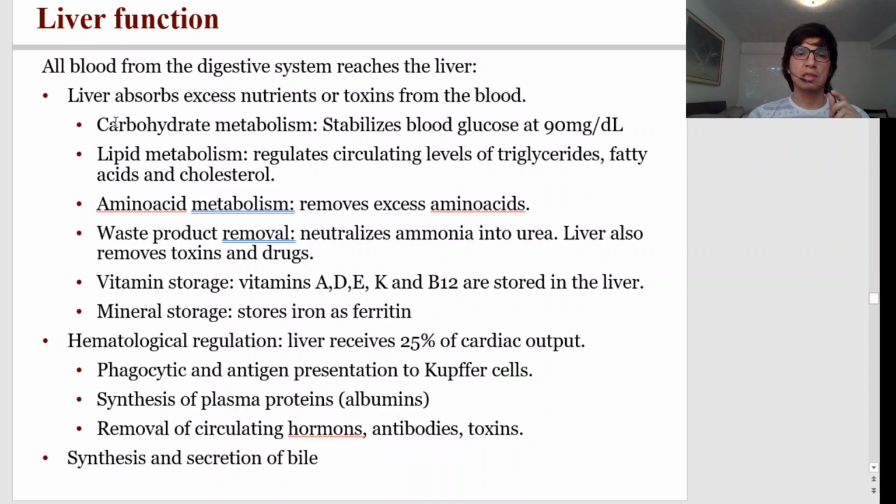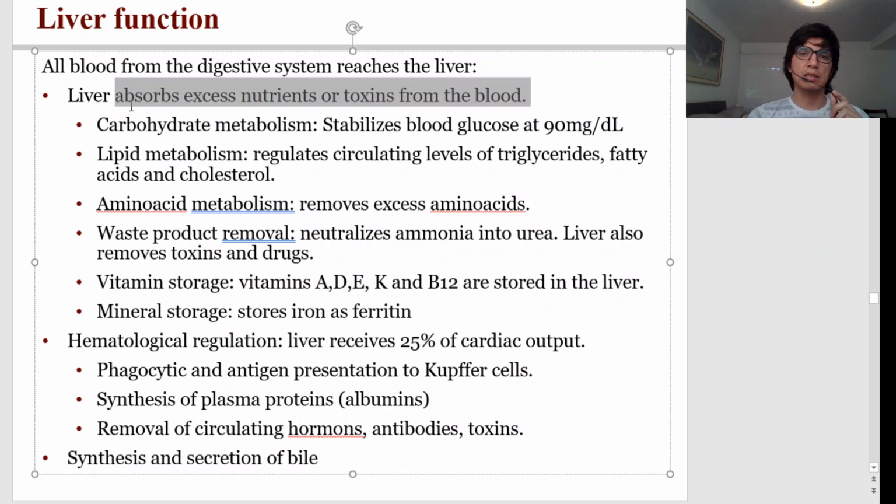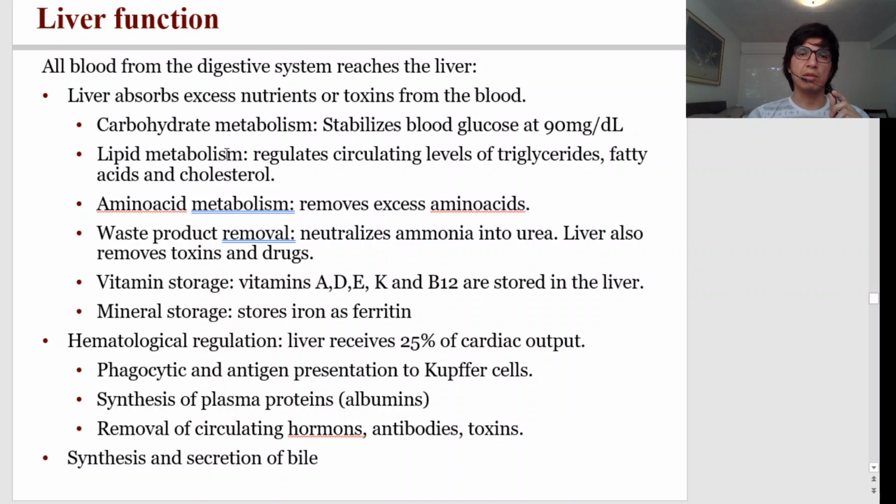Liver function involves the regulation of nutrients and toxins in the blood. So you have carbohydrate metabolism, lipid metabolism, all of this being regulated. It regulates levels of triglycerides, regulates amino acids, removing excess amino acids, removes waste, neutralizing ammonia into urea. It stores vitamins and minerals as well.